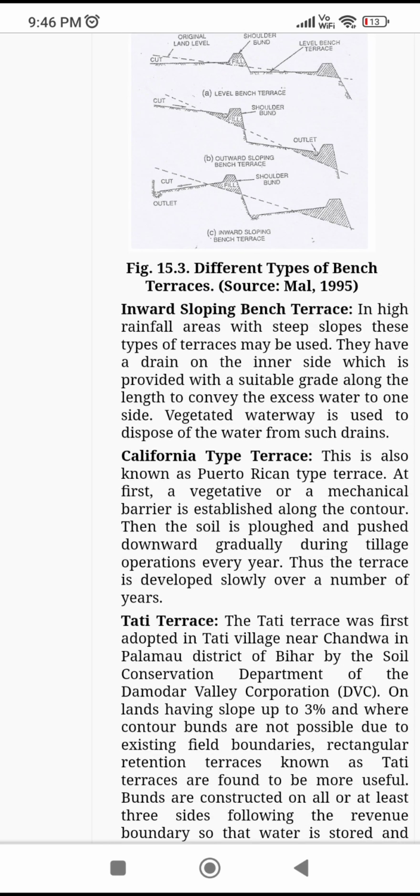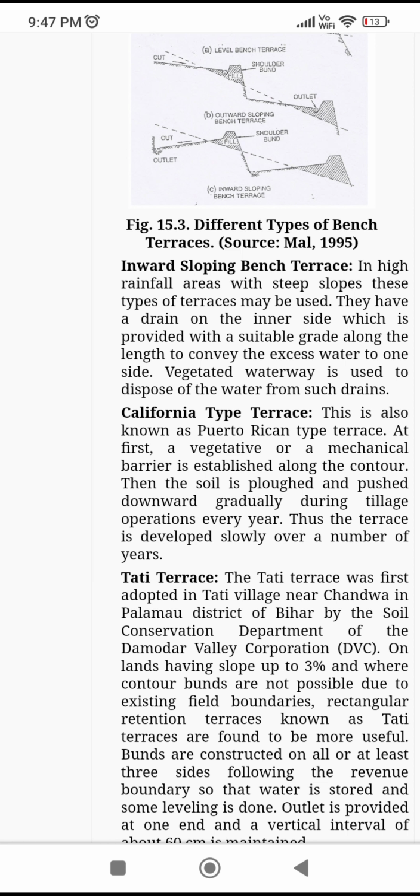Then inward sloping bench terrace. In high rainfall areas with steep slopes, this type of terrace may be used, and a vegetated waterway is used to dispose of the water from such drains in inward sloping bench terraces. Now California type terraces, also known as Puerto Rican type terrace. At first a vegetative or mechanical barrier is established along the contour. Then the soil is plowed and pushed downward gradually during tillage operations every year.